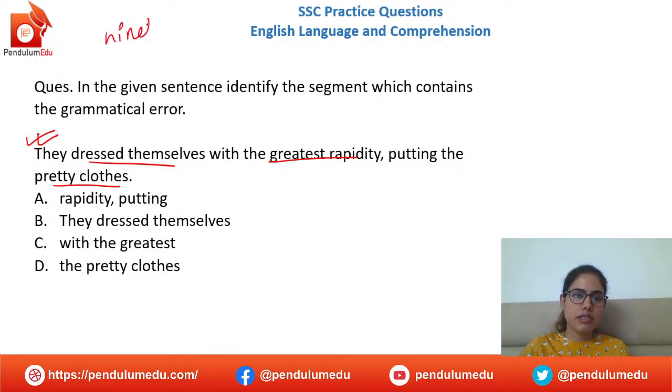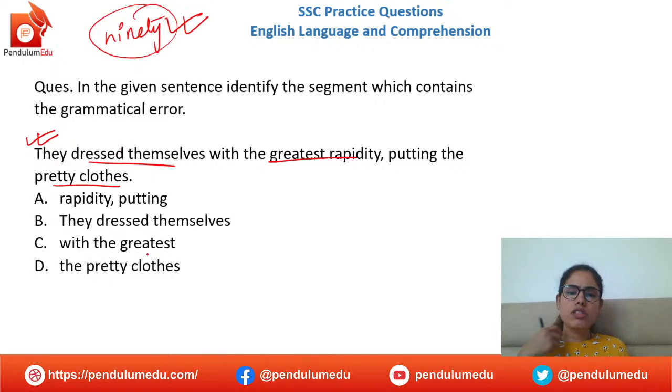According to me it is this. C. Devesh says C, with the greatest. What is the problem with the greatest? No, there is no problem in C. The problem is in D. Putting the pretty clothes on. This preposition is missing. It should be here at the end. The greatest rapidity we can absolutely use. There is no problem. No Tarun. The error is in part D.